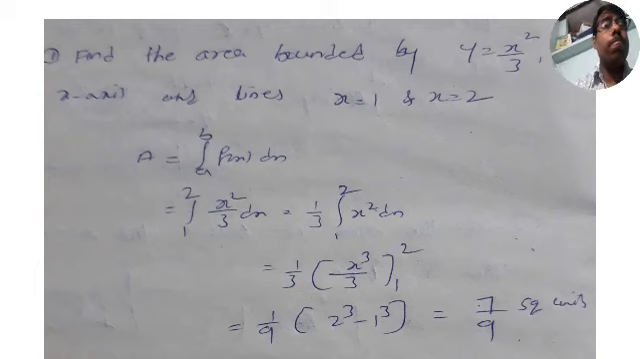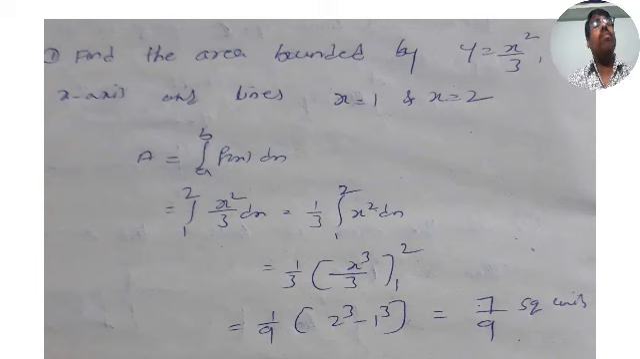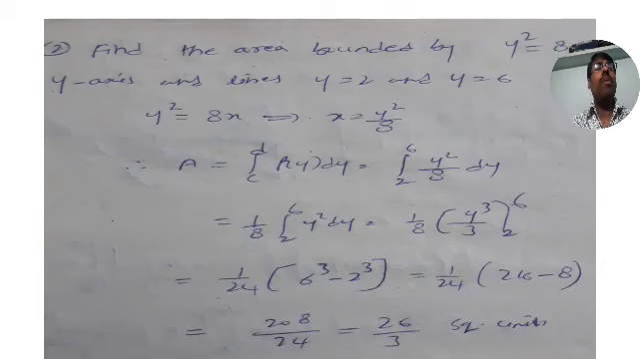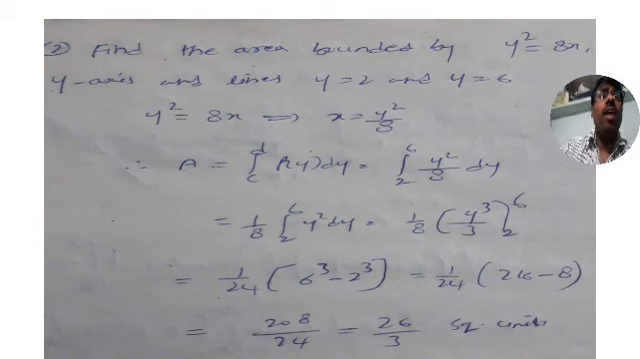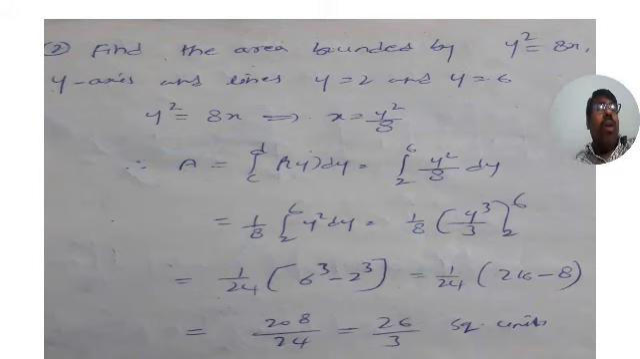So quickly let us move on to the next problem. Yes, this is my second problem. You see, find the area bounded by y square is equal to 8x, the y-axis and the lines y is equal to 2 and y is equal to 6. Look at the problem carefully. What does it tell us? It is given the y-axis. The lines are y is equal to 2 and y is equal to 6.